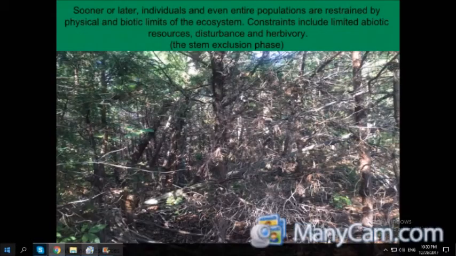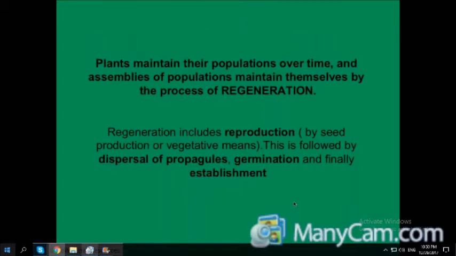Eventually, woody plants on a site will crowd one another out. Even herbaceous plants will do this. Grasses and broadleaves will crowd each other out, and then some will fail to thrive in those circumstances, and they'll begin to die. This is the stem exclusion phase, and this is all part of a system's regeneration. Regeneration includes reproduction by seed or vegetative means, dispersal of the propagules, germination of those propagules, and then stand establishment.